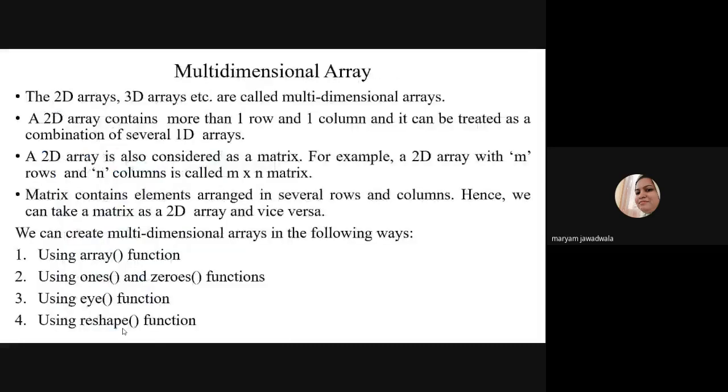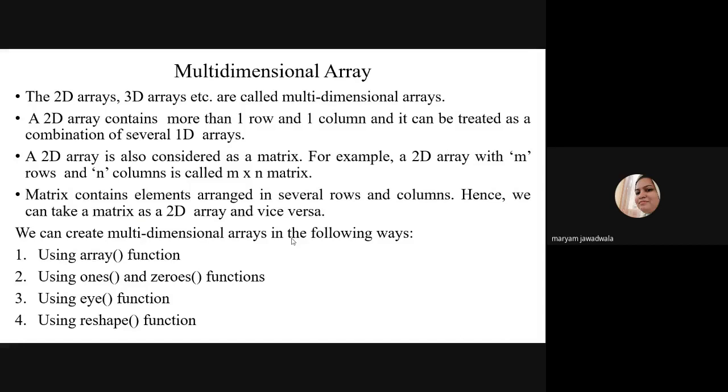Today we are going to discuss how to create multidimensional arrays using NumPy. As you all know, 2D, 3D, 4D, or ND arrays are all known as multidimensional arrays. So what is a 2D array? A 2D array contains more than one row and one column, and it can be treated as a combination of several 1D arrays. A 2D array is also considered a matrix. For example, a 2D array with m rows and n columns is known as an m by n matrix. So we can say a matrix is nothing but a 2D array and vice versa.